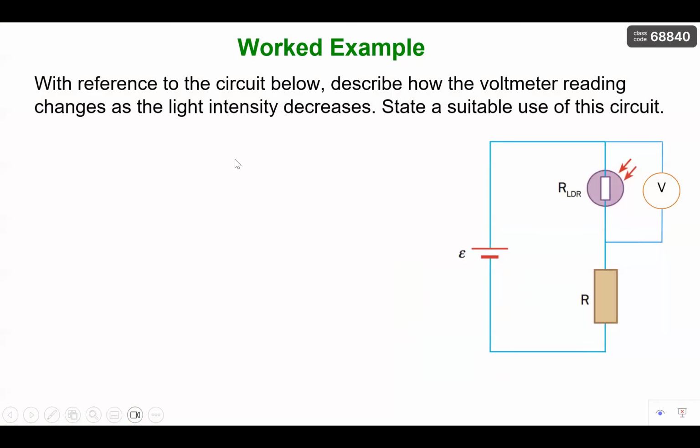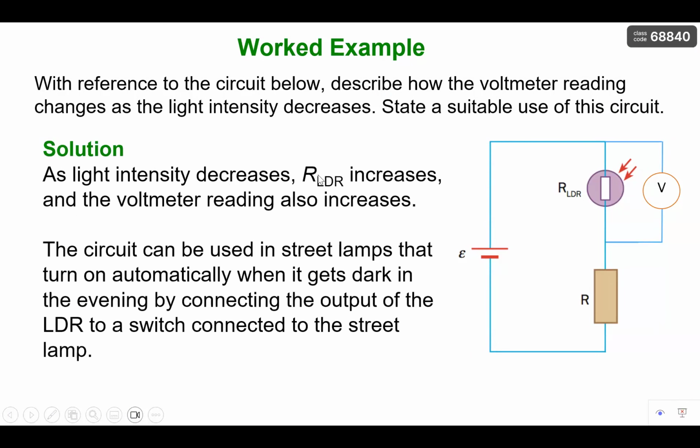Okay, so let's zoom into more examples. With reference to the circuit below, describe how the voltage reading changes as the light intensity decreases. So when the light decreases, the resistance of the LDR increases. You cannot just tell me as light decreases, resistance increases, because I have two resistors over here. One is the resistance caused by the LDR and one is the resistance caused by the fixed resistor. So you need to mention the resistance of the LDR. Which resistance? The resistance of the LDR will increase when the light decreases. So when the resistance of the LDR increases, this voltage reading will also increase.